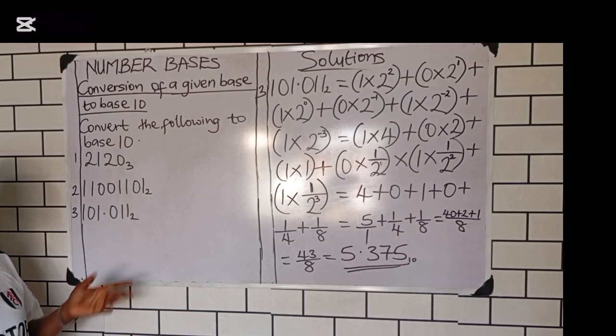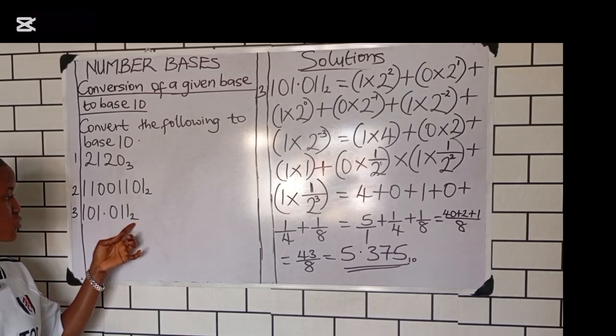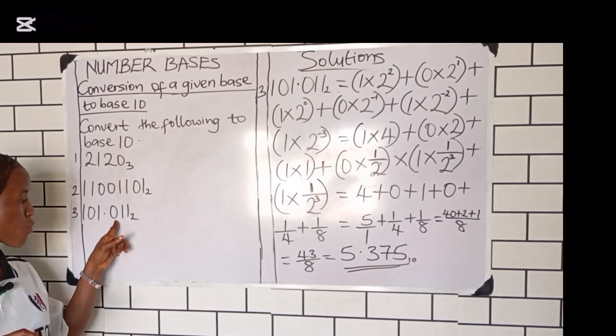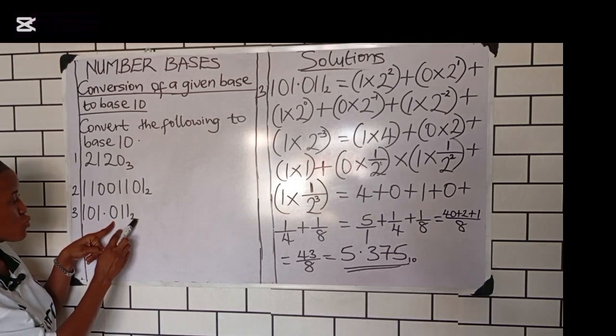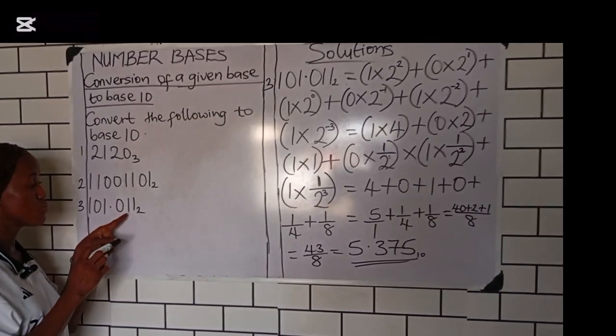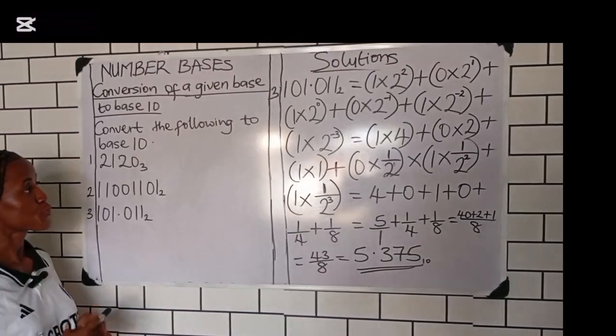Just know that immediately after your decimal point, whatever power the base will be raised to will be what? Bar, starting from 1. This one, bar 1. The first digit after the decimal point, the base will be raised to bar 1. The second digit after the decimal point, the base will be raised to bar 2, and so on.